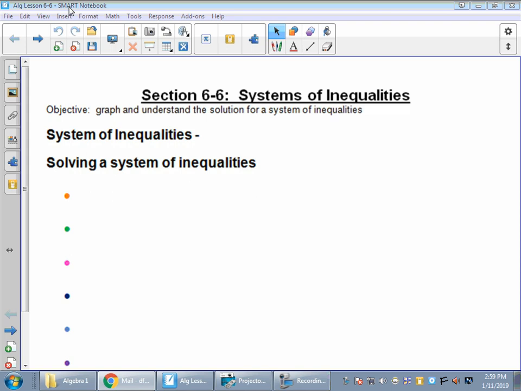So we've dealt with systems of equations all through the chapter, and we know how to solve them. And then we did word problems with them. Now we're going to talk about inequalities, the system of inequalities. So we're going to graph and understand those.